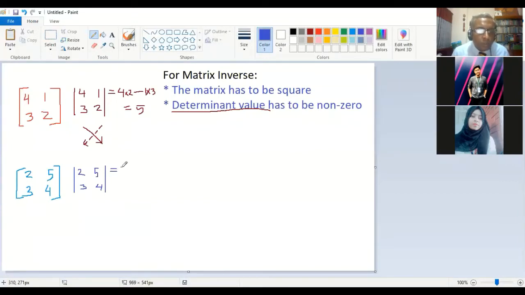How will the value be calculated? It will be 2 into 4 minus 5 into 3. Altogether the result is 8 minus 15, which is minus 7. The technique is the same: major diagonal first, then minus the minor diagonal. This way you can calculate the determinant value.